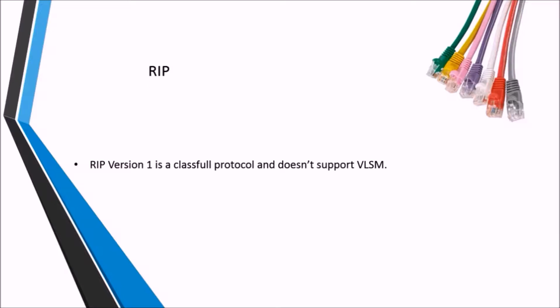RIP 1 also can't handle variable length subnet masks, which is VLSM. This is considered a major flaw in RIP version 1 and makes it classful. Periodic broadcasts of the full routing table consume large amounts of bandwidth. This is a major problem also with large networks.